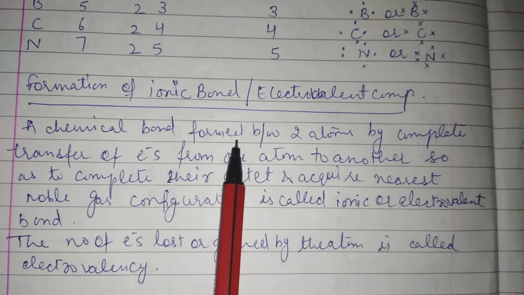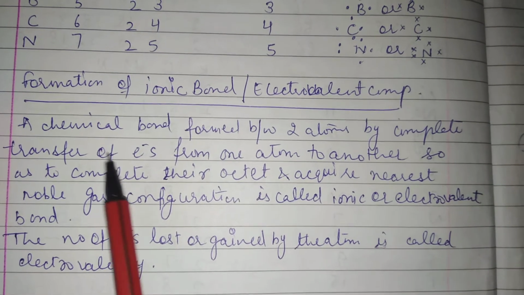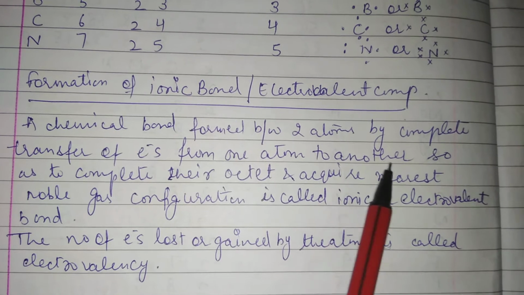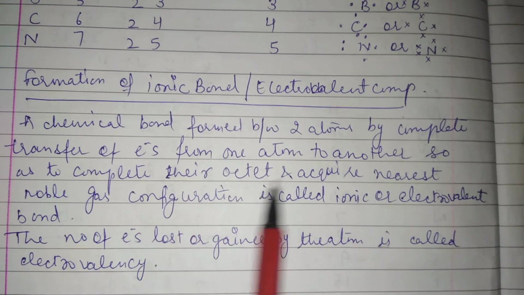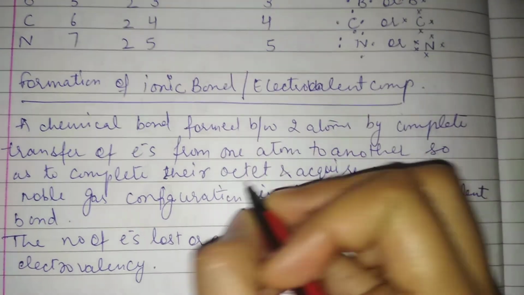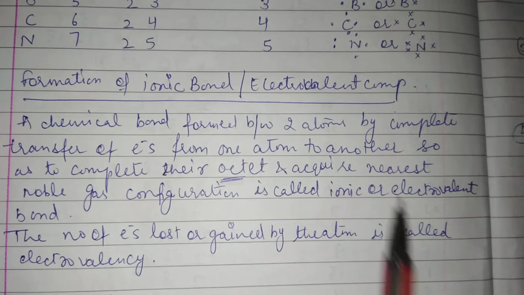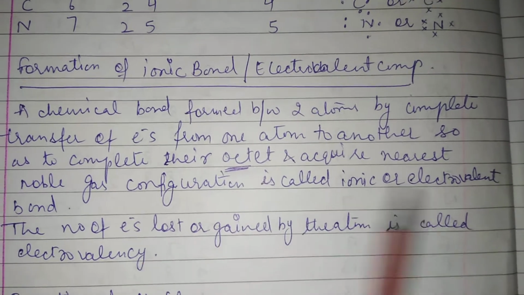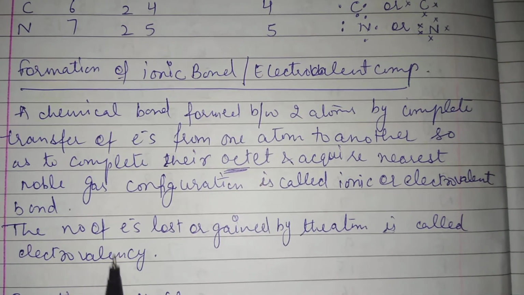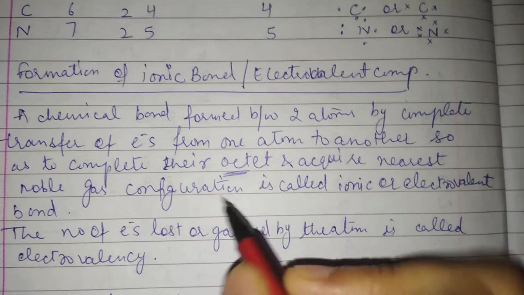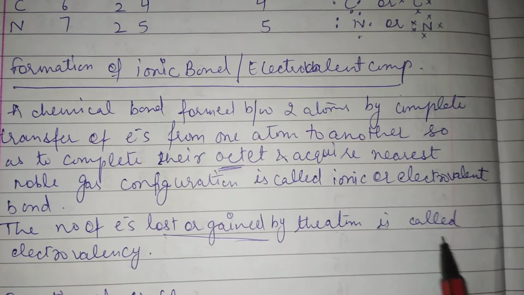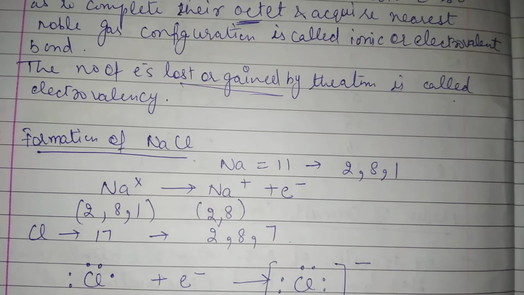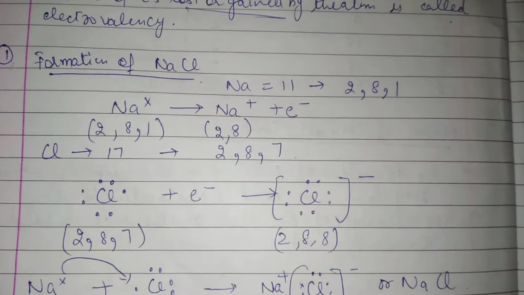A chemical bond formed between two atoms by complete transfer of electrons from one atom to another, so as to complete their octet, or outermost shell, and acquire the nearest noble gas configuration, is called the ionic or electrovalent bond. The number of electrons lost or gained by an atom is called the electrovalency. For example, we will do one example. Next you have to try yourself.